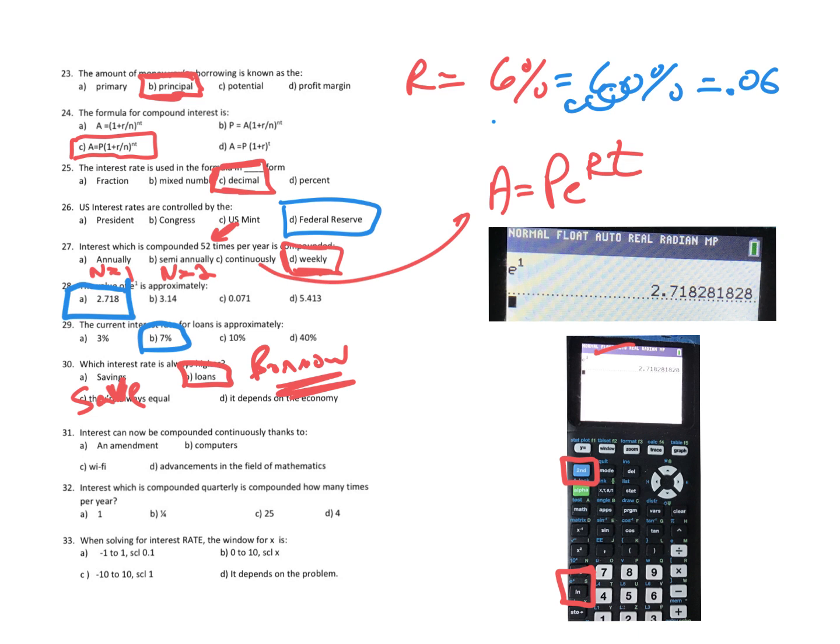Interest that is compounded continuously is clearly done through technology. And interest which is compounded quarterly tells us our n value is equal to 4. And when solving for the interest rate, R is always a decimal value, so it's always going to be between -1 and +1. So when we're setting our viewing window to solve for the interest rate R, that's always a good viewing window to use. Now let's get to some concrete mathematical examples.